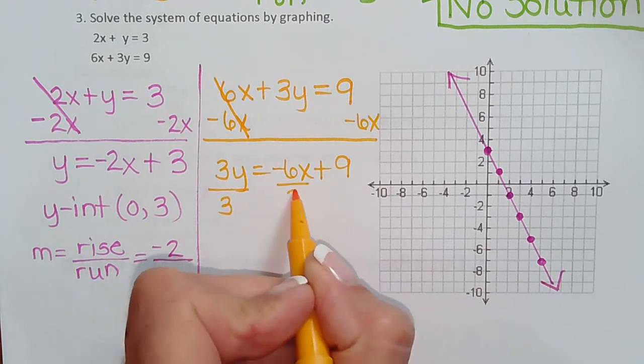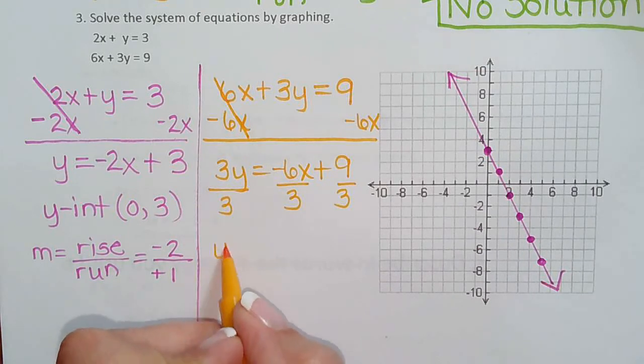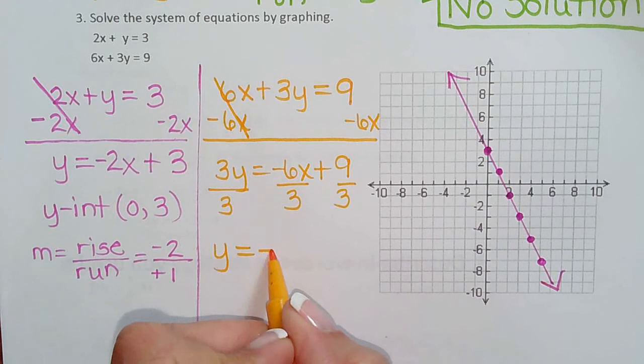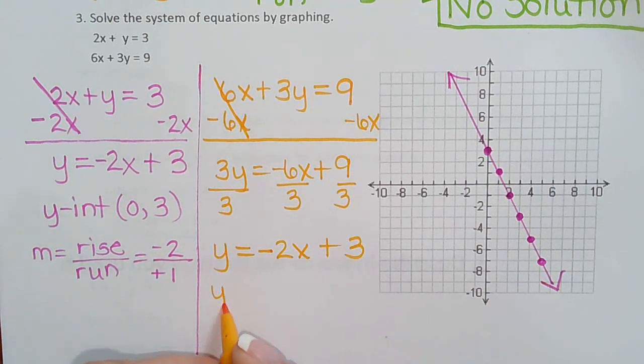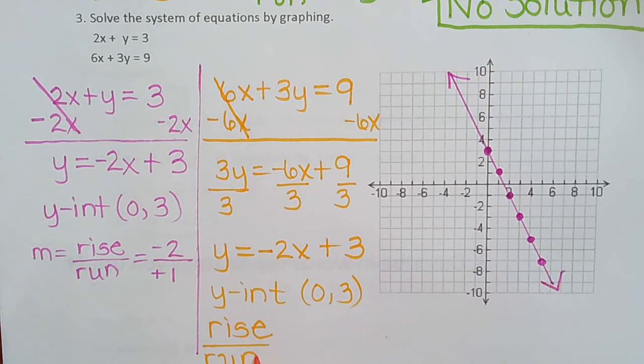And then the opposite of multiply by 3 is divide by 3, and we get y equals negative 6 divided by 3 would be negative 2x plus 3. So our y-intercept is 0, 3. Our rise over run, whoa, look at this. 0, 3. Negative 2 over positive 1.